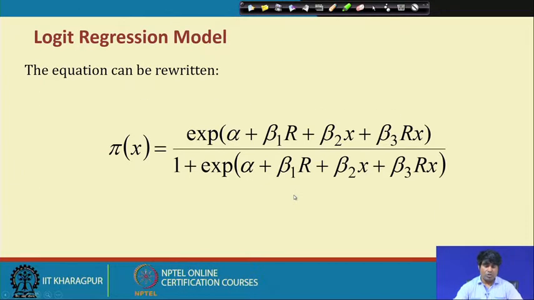So now it can be extended to any form. I told you earlier, it's a logistic function. So ultimately the dependent variable will be a ratio between the exponential of alpha plus beta 1 r plus beta 2 x plus beta 3 r x, that is the independent variable structure, and 1 plus e to the power of the same expression, where r x is the interactive effect.